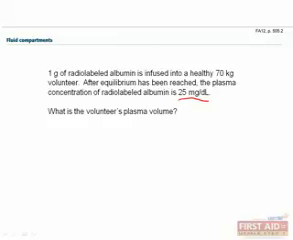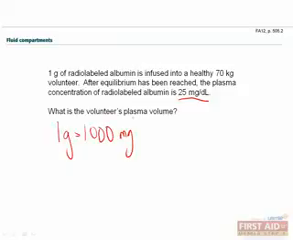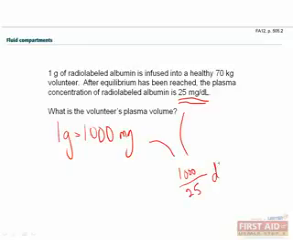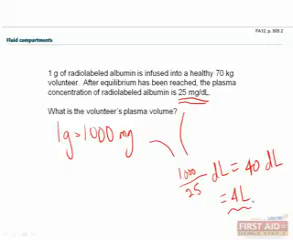In order to answer this question, we just need some simple math. We infused 1 gram, or 1,000 milligrams, of radiolabeled albumin. If the concentration ends up being 25 milligrams per deciliter, and we started with 1,000 milligrams, then there must be 1,000 over 25 deciliters of plasma. 1,000 divided by 25 is 40, and 40 deciliters is equal to 4 liters. As you can see, this measured volume of 4 liters is roughly equal to the calculated volume of 3.5 liters that we had from before.